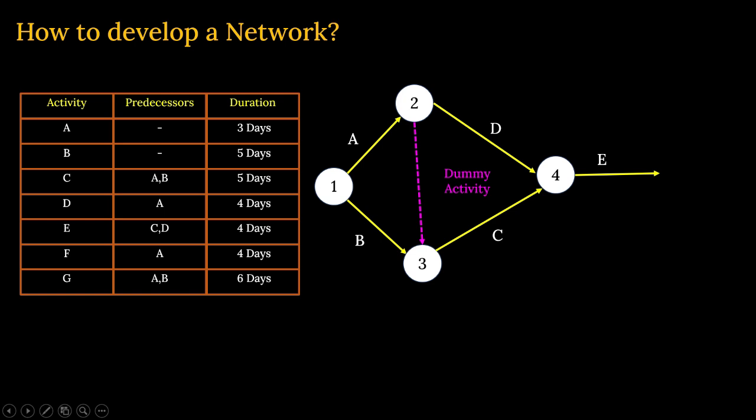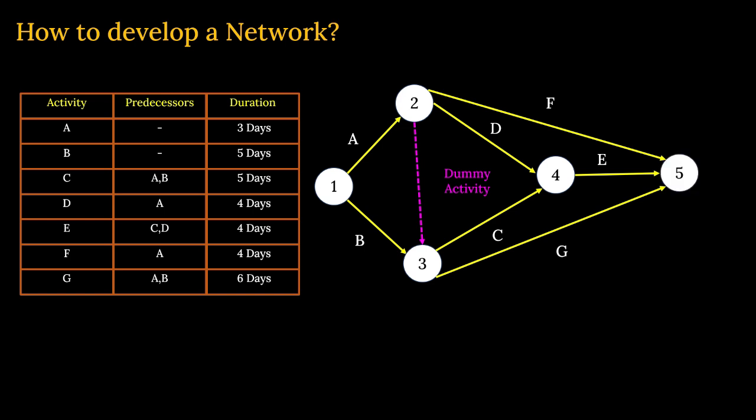And now F, the predecessor of F is A. That means it is starting from this point, after completion of A. This is F, and G is again starting, predecessor is A and B, that means from here. So you can see that F, E and G, they are the end nodes, and here our project ends.